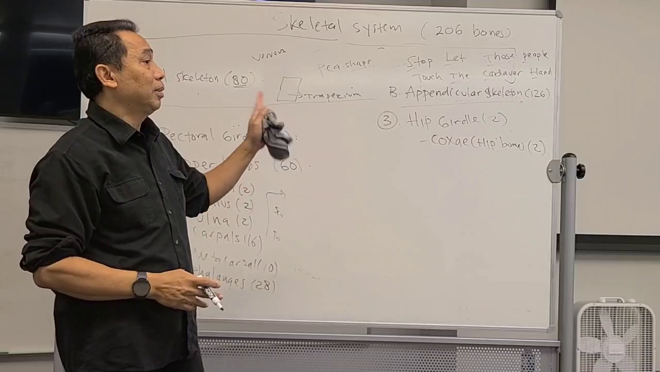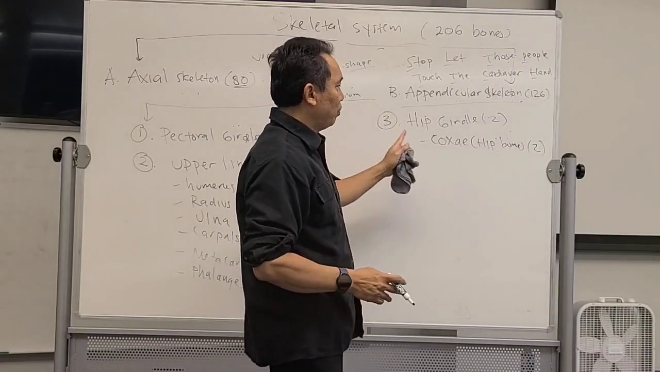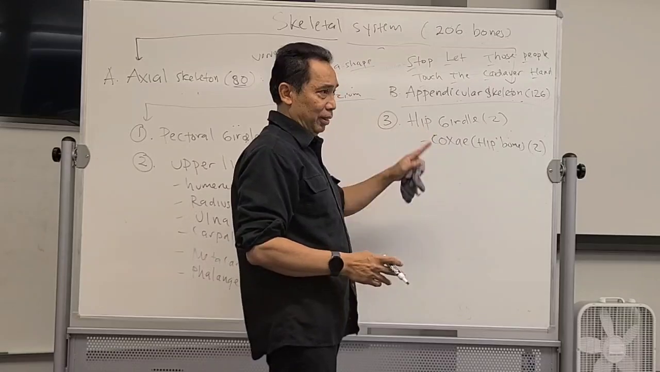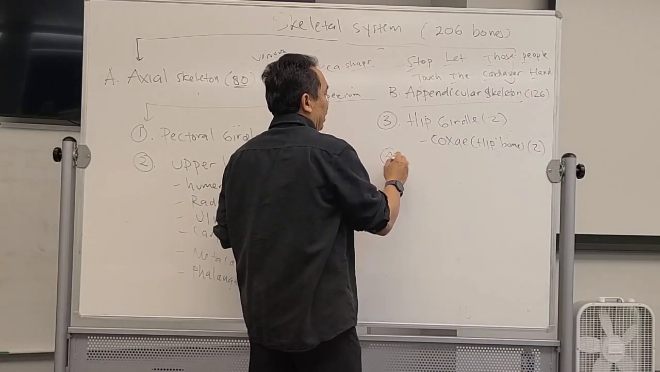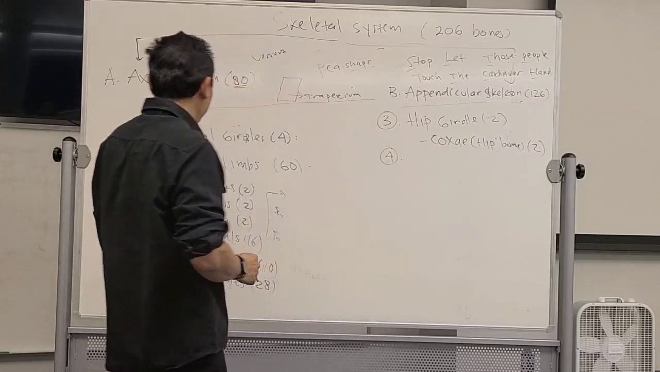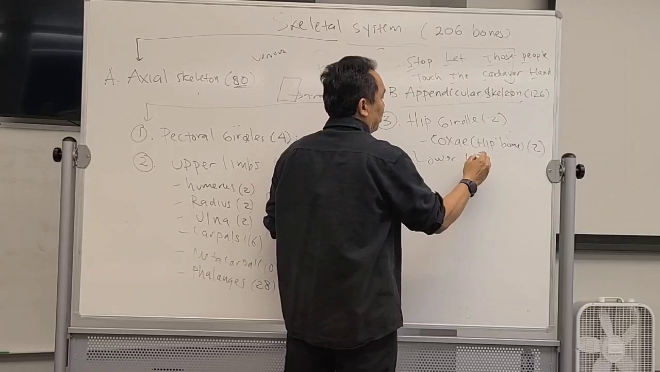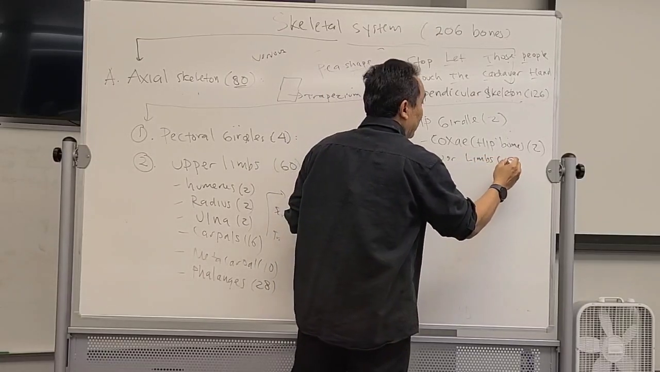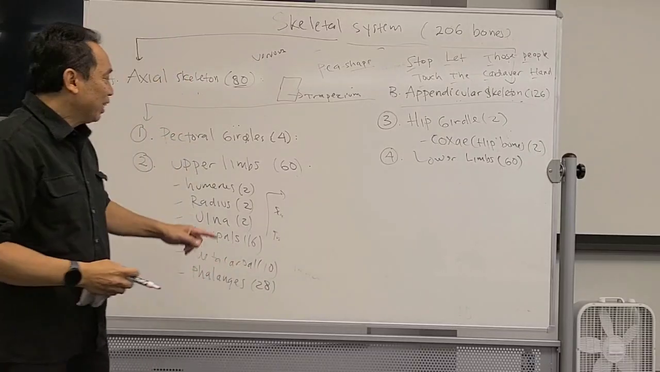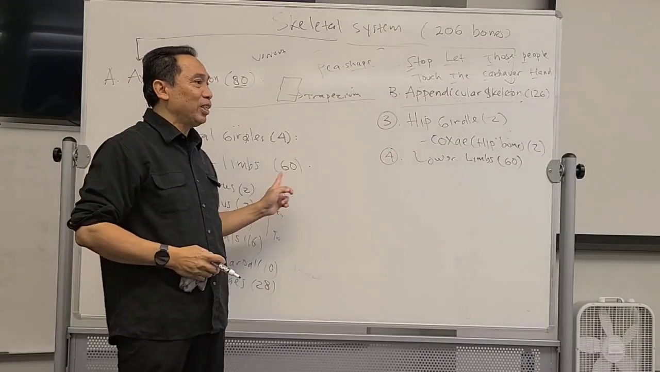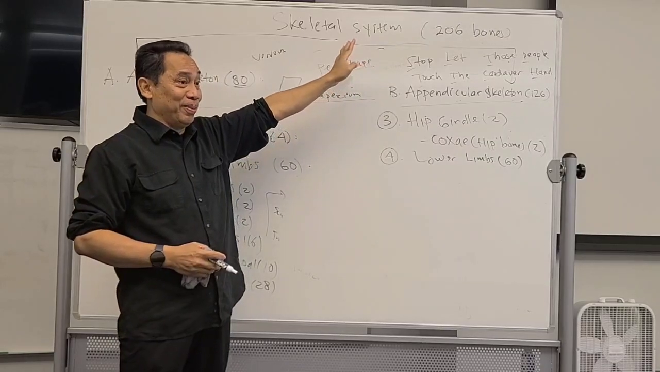We're gonna learn this shape. Also, how to identify female and male coxae in the lab later. And the last group will be, if you have upper limb, then you have lower limb. It's gonna be the same number, 60 for both. So when you add together, 60 plus 60 is 120, right? Plus 6, 126. You're done with that number, right?